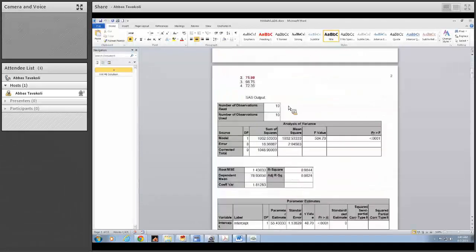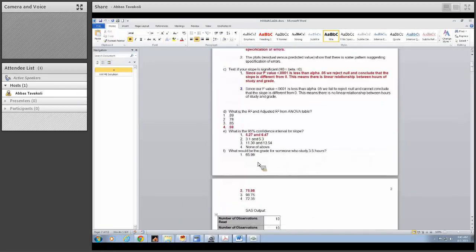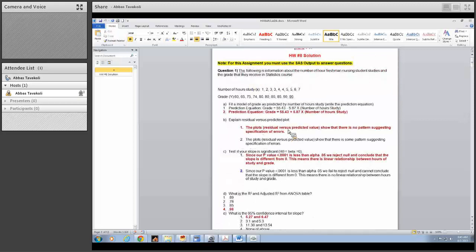So from the SAS output, you could easily find that your intercept is 55.53 and number of hours is 5.87. So basically, that's your prediction equation: grade equals 55.43 plus 5.87x, where x is your number of hours of study here.